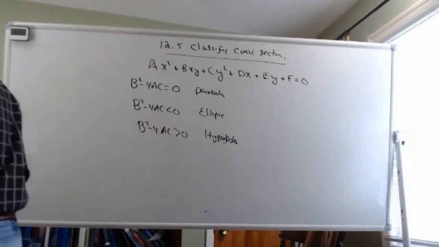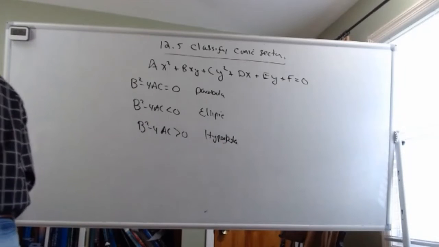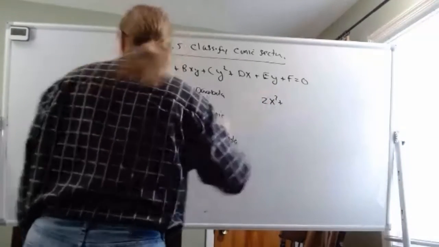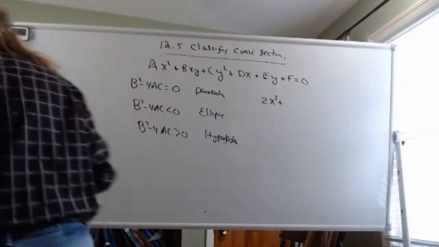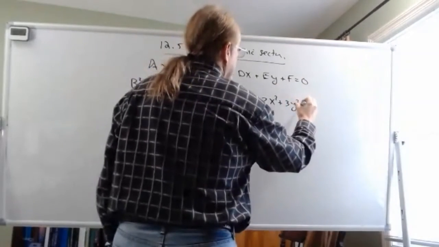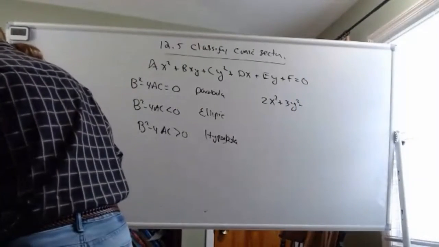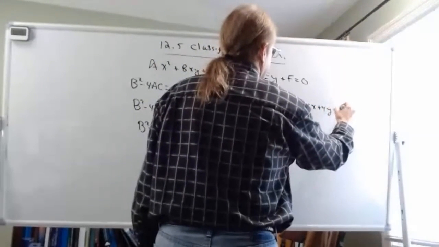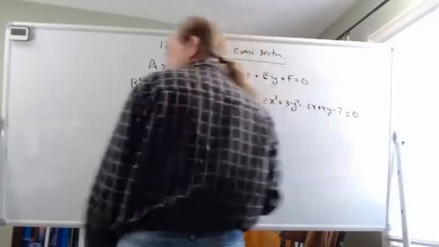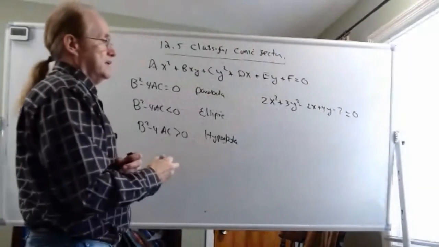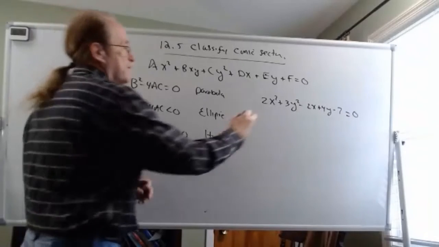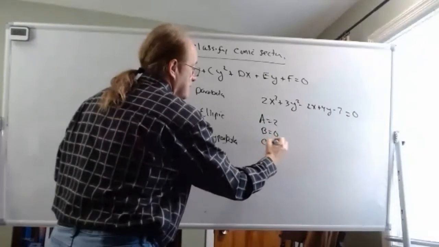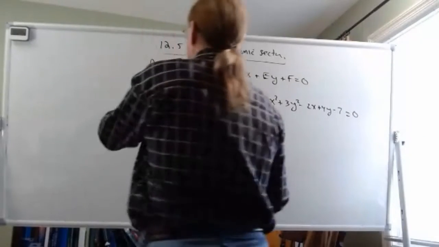So, for example, if you're given a problem over here, such as 2x squared plus 3y squared minus 2x plus 4y minus 7 equal to 0, and I want to classify that. What do I do? All I do is I find my A, my B, and then I find my C. And I plug them in over here.